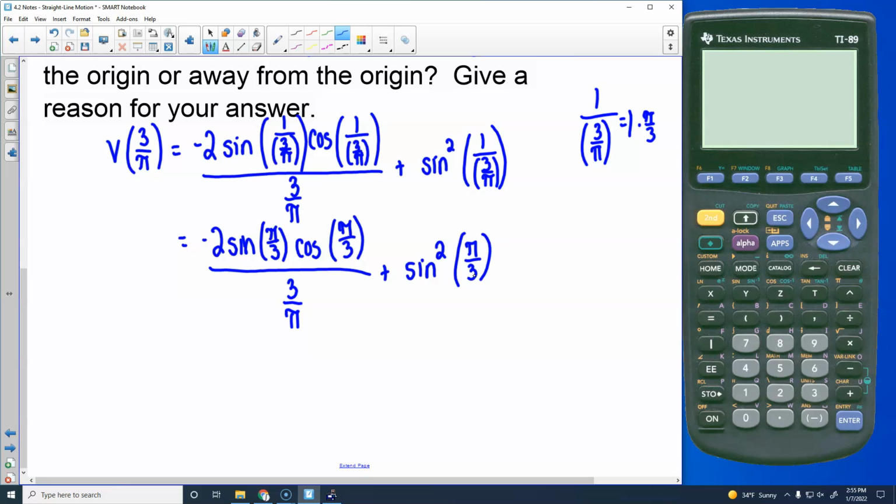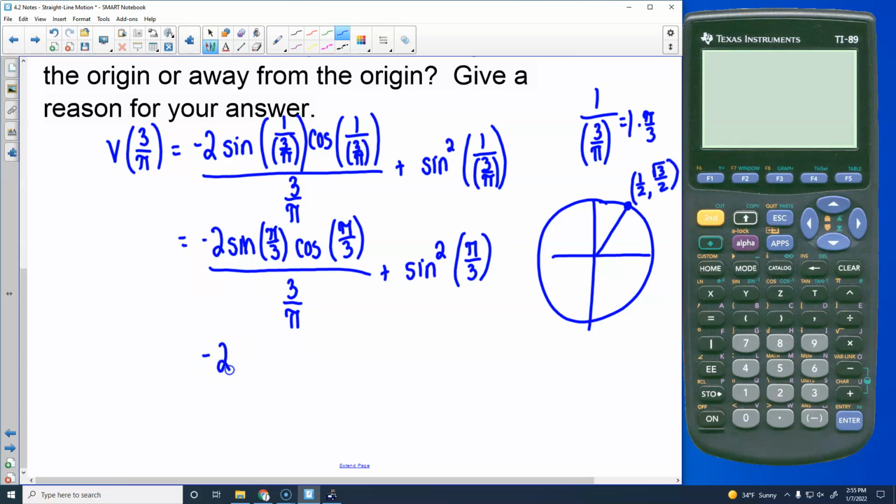So now we're going to pull values from the unit circle that we all know and love. We might need a second semester quiz on it. Pi over 3 is right here. X coordinate is 1/2. Y coordinate square root of 3 over 2. So it's going to be negative 2 times square root of 3 over 2 times 1/2 over 3 over pi plus square root of 3 over 2 squared.